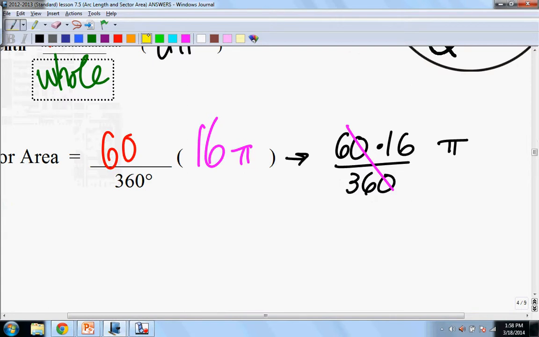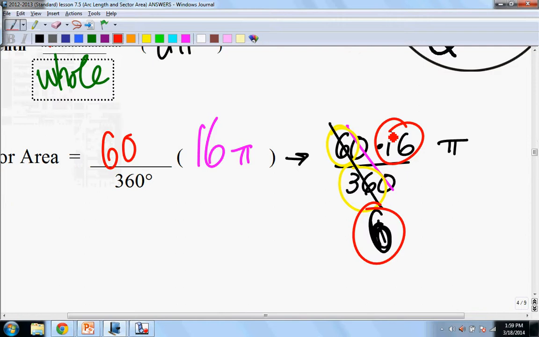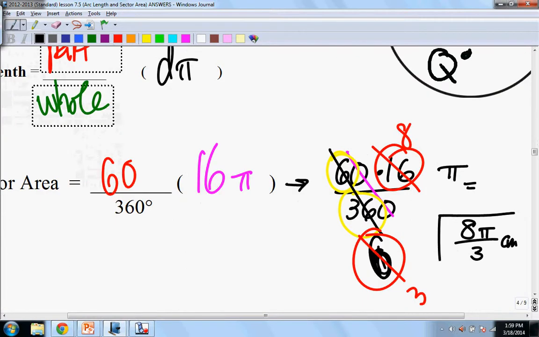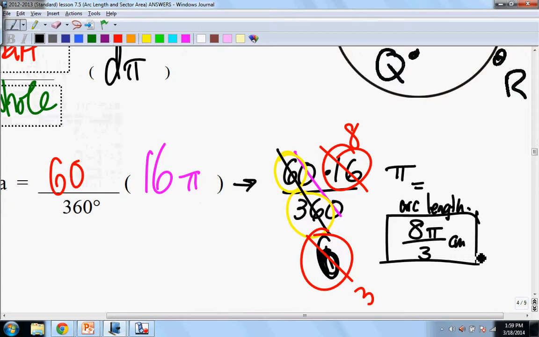Okay, watch, guys. Kill the zeros. Circle 6, circle 36. 6, sorry. Okay, now we circle 16 and 6. 2 goes in here 8 times, 2 goes in here 3 times. Final answer, pi form, 8 pi over 3, check units, centimeters. And that, ladies and gentlemen, is your arc length.